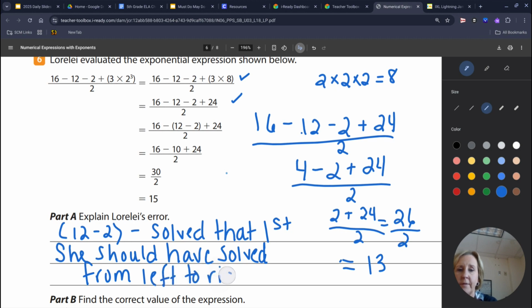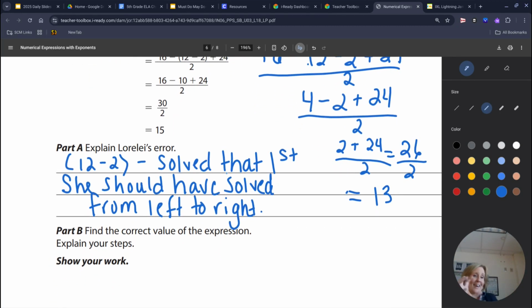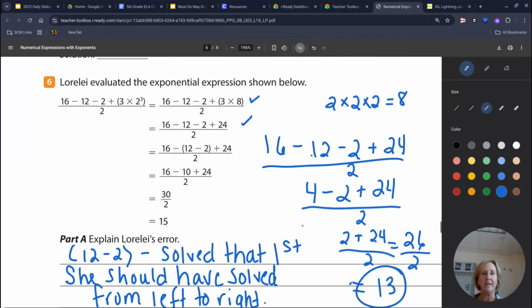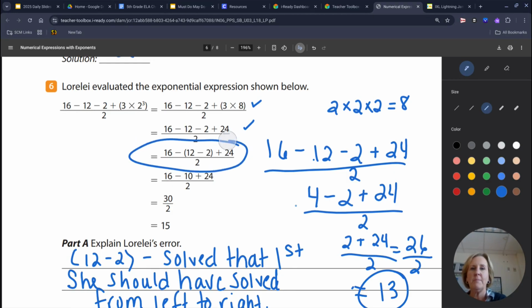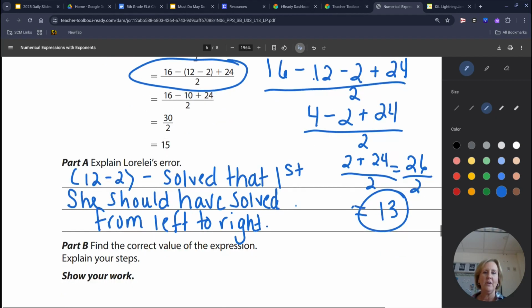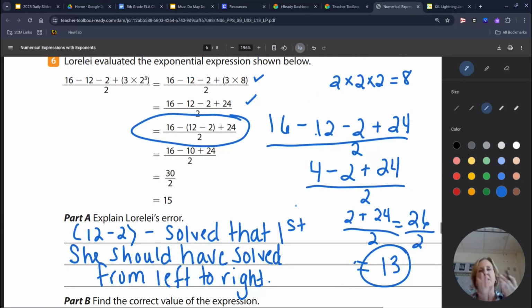Okay. Now find the correct value of the expression. Oh yeah, we did. Let's see if it's 13. It's 13! Yay! So we don't have to do it again here, because if you were like me and you did it right here when you found at this step that she made her mistake, we just started it right there. So you don't have to explain, but just understand that when you solved it from left to right.